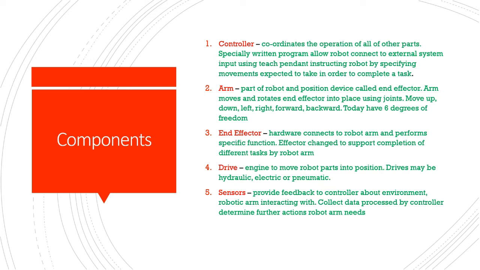And finally, sensors, which provide feedback to the controller about the environment that the robotic arm will be interacting with, and it can collect data which is processed by the controller to determine further action the robot arm will need.